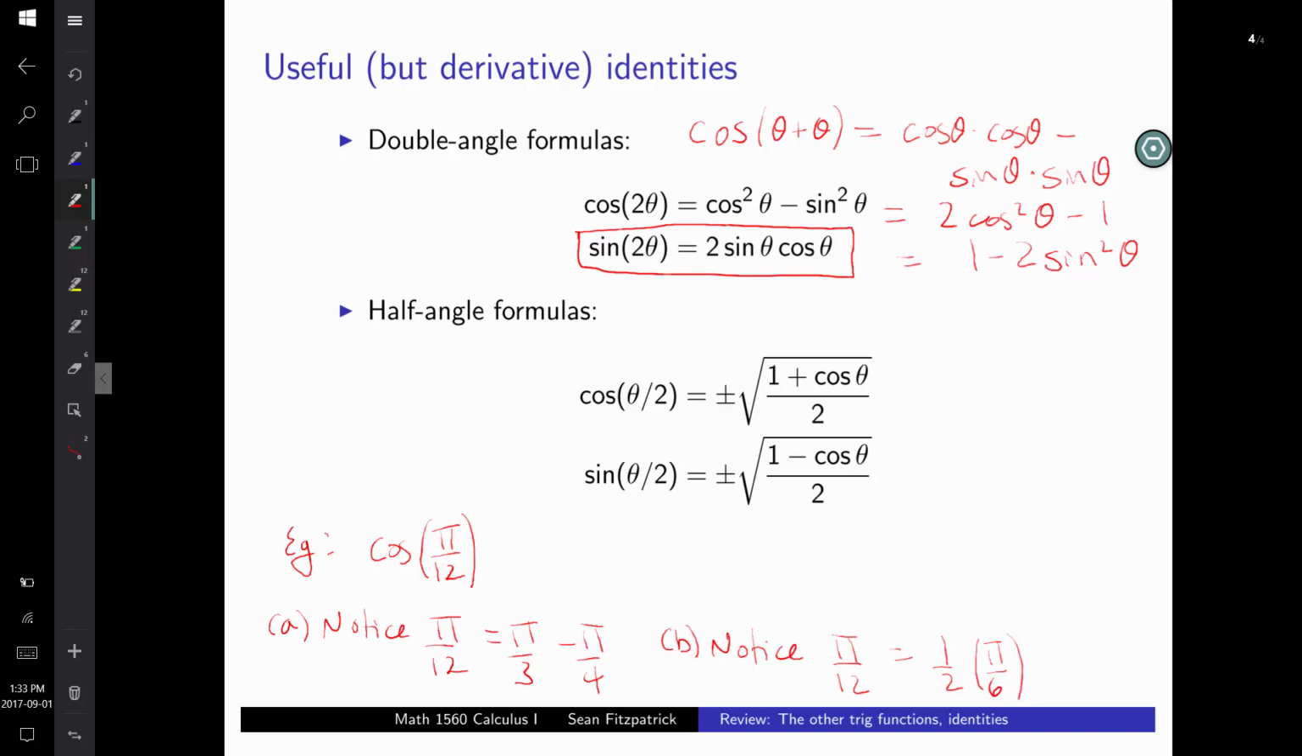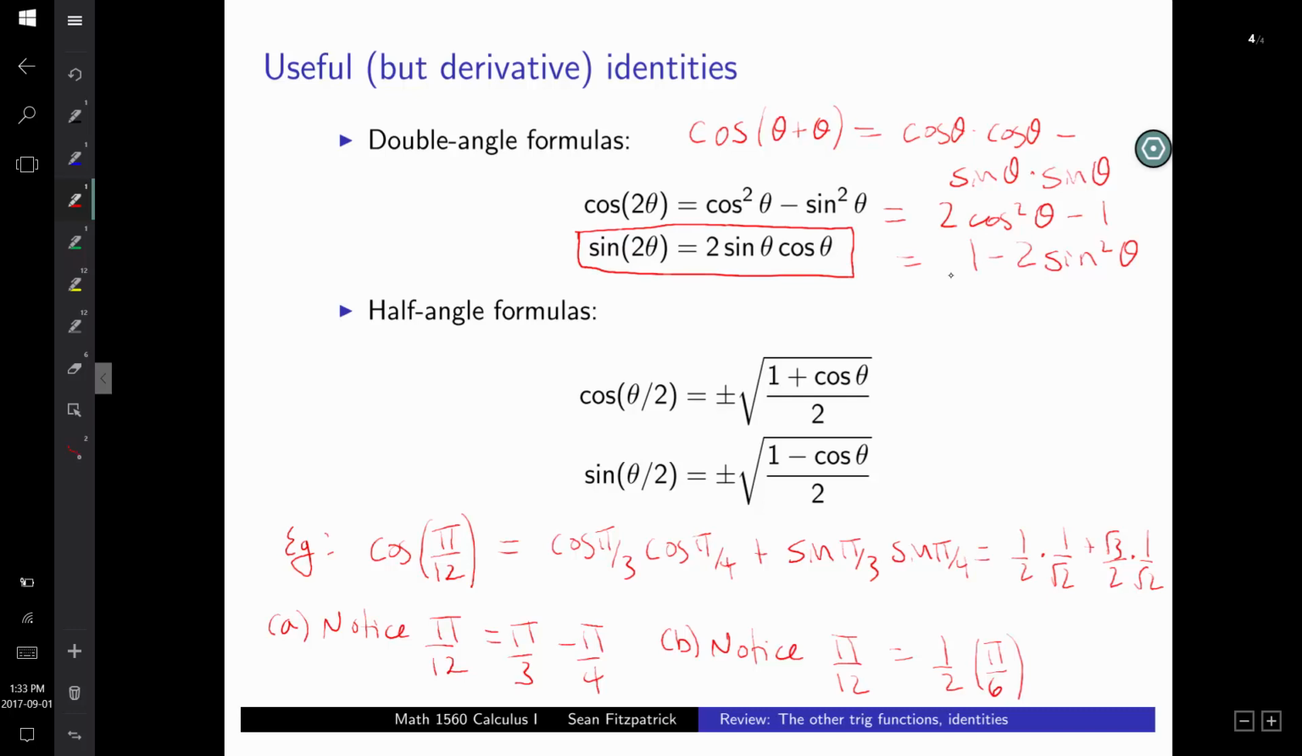So I could, for example, go with plan A and say, well, this is using the angle subtraction formula for cos. This is cos pi over 3 cos pi over 4 plus sine pi over 3 sine pi over 4, and then plug things in. So 1/2 times 1 over root 2 plus root 3 over 2 times 1 over root 2, and I would have a value. I'll let you guys try plan B.